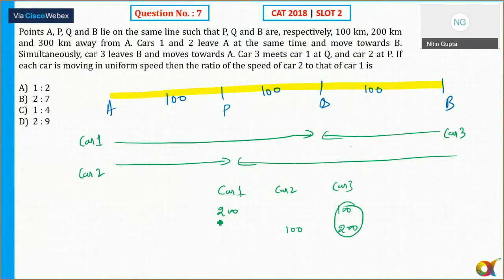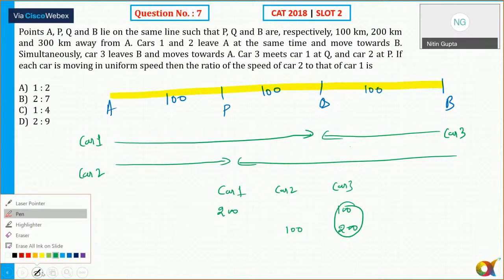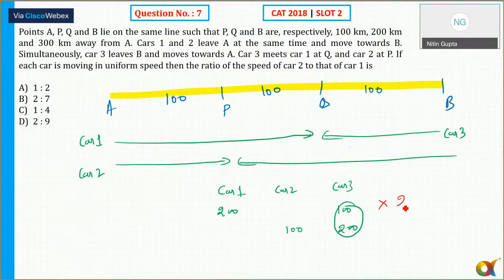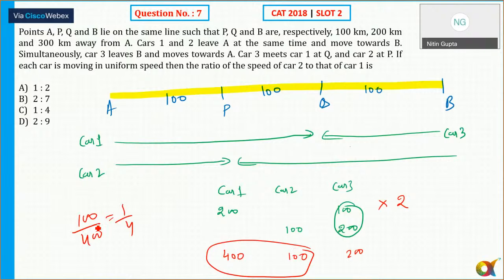So we can find out the ratio of the speed of car 1 to car 2. Multiply the first part by 2. So when car 1 traveled 400, car 3 will travel 200. And when car 3 travels 200, car 2 will travel only 100 here. The question is, what is the ratio of the speed of car 2 to that of car 1? So the ratio of speed of car 2 to car 1 is equal to 100 by 400, which is 1 by 4. So the correct answer should be option number C, 1:4.